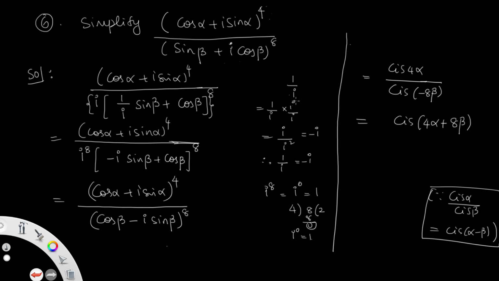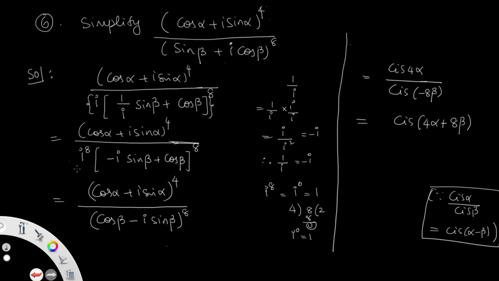So that is why, because I am taking 1 by i as nothing but i by i square, that is minus i. So 1 by i is nothing but minus i. So that is i power minus i here, minus i sin beta plus cos beta, and then cos alpha plus i sin alpha whole to the power of 4 by cos beta minus i sin beta. Why? Because 1 by i is written as minus i. Then we get like this.